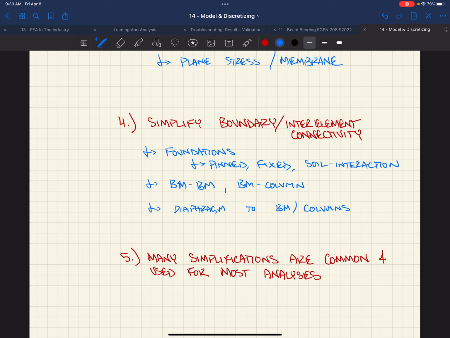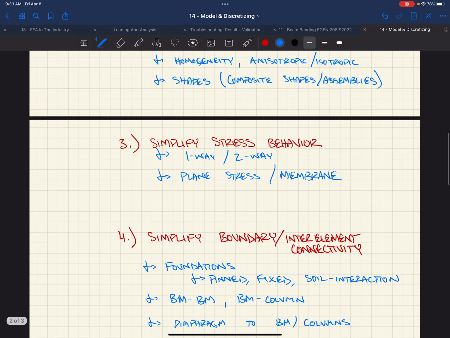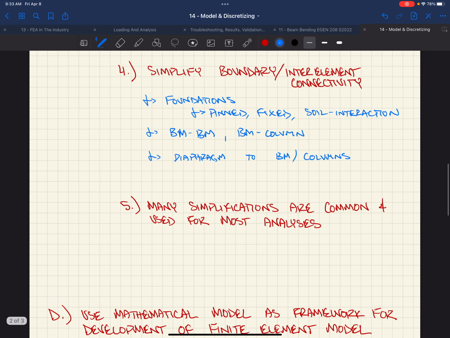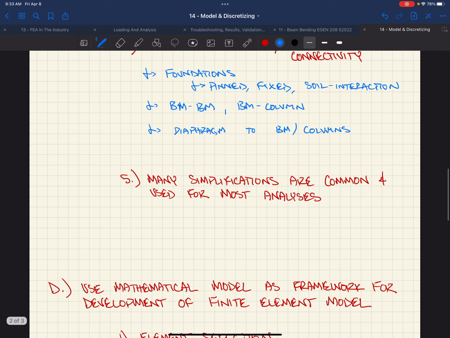So we make some assumptions on how those are connected, all coming back to this idea of wanting to capture the behavior of interest to an acceptable level of accuracy without making the model too complicated. And this is where practice comes in too. We make a lot of simplifications that are common and used in a lot of analyses. We have these pinned, fixed foundations. That is so not the real world, but we make this assumption and it's done all the time.